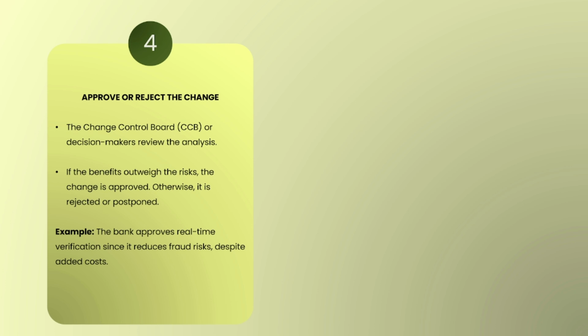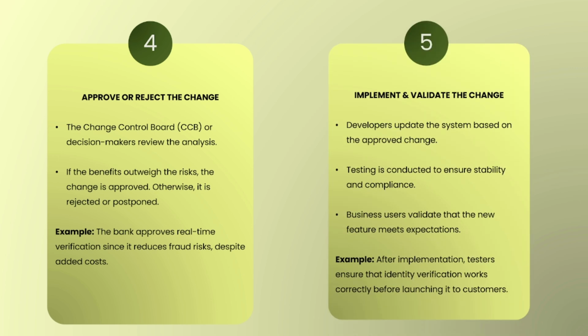So we are good with real time verification. Although it is adding technical cost, and other costs, we don't care about that. So in our case our change request is approved. In a few cases it might get rejected or postponed also. And once we get approval from the CCB, that is the change control board, then we start implementing it and then validating it. Developers update the system based on the approved changes.